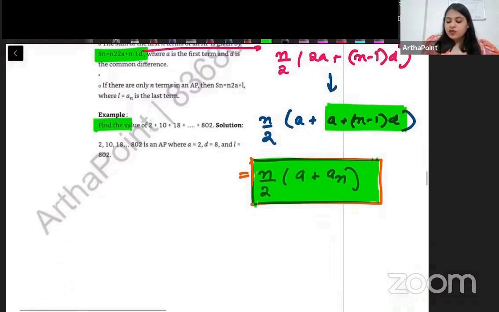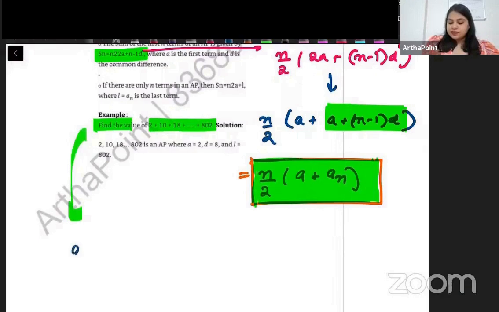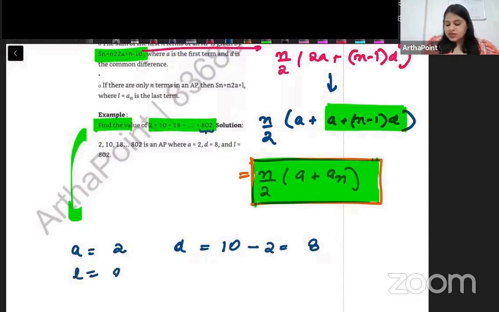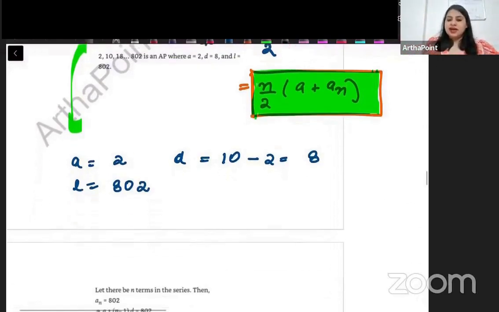Let us take some example. Find the value of 2 plus 10 plus 18 till 802. ठीक है, करके देखते हैं. So this says that the first term is 2. What is d? d will be 10 minus 2, which is 8, right? Now, the last term is given to you as 802. That means the nth term, the last term, is 802.